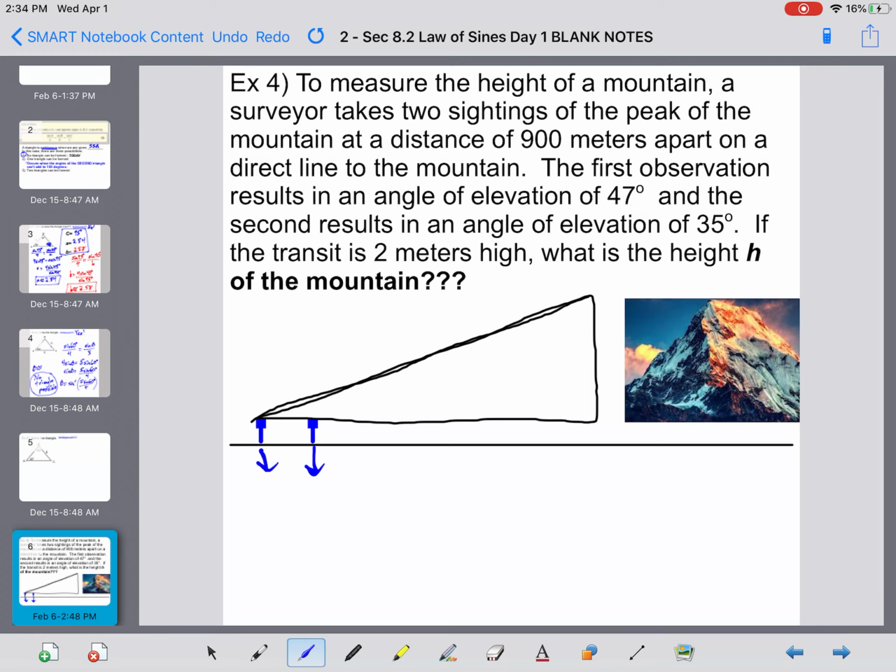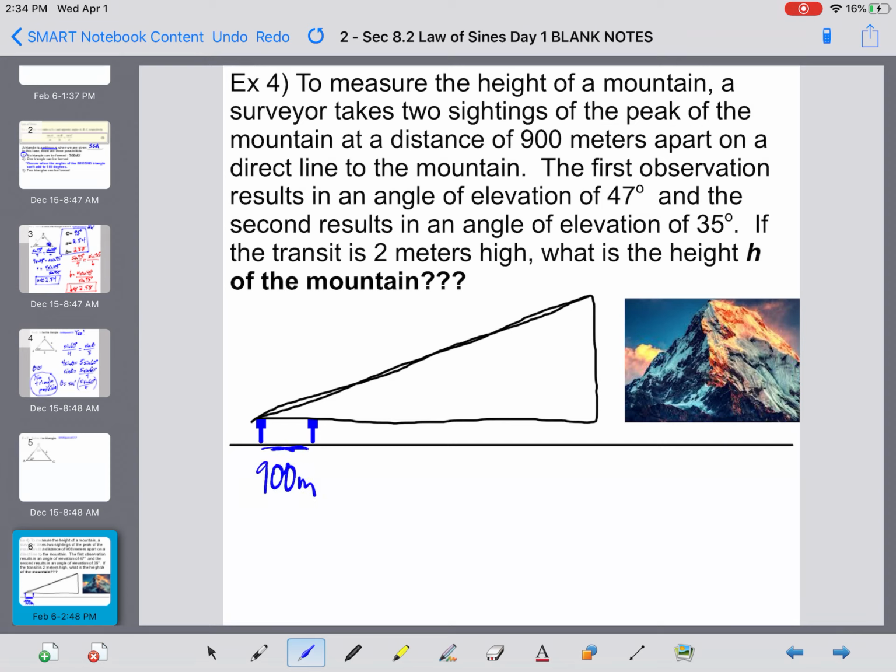Those are the little things he's going to use to look up at the mountain. All right, so surveyors are those guys who stand on the side of the road and have those little, like, it looks like a telescope they're looking through. They're actually measuring angles when they look through those things. So he takes 2 sightings. They are 900 meters apart. So you know that this distance right here is 900 meters.